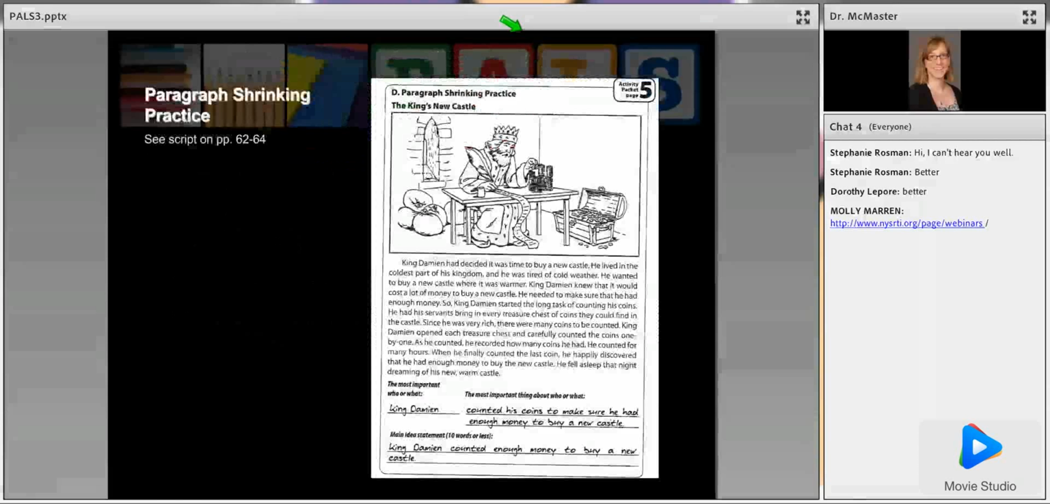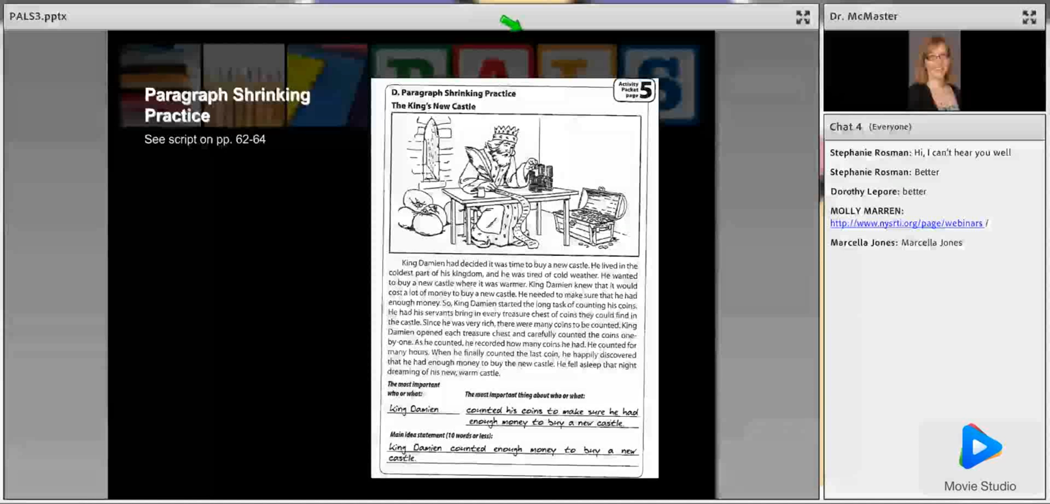In the manual, there are some lessons to teach students how to identify the main idea. It's a challenging skill for many students, and so there is some pretty explicit modeling and practice that the teacher takes the students through before they are asked to do this with a partner. So I just wanted to give you a little bit of a flavor of what that training piece looks like. There are little worksheets like the one you see here where it says paragraph shrinking practice, the King's New Castle. There's actually materials that you can print out and have all of the students have in front of them so that they can practice the skills that you're covering.